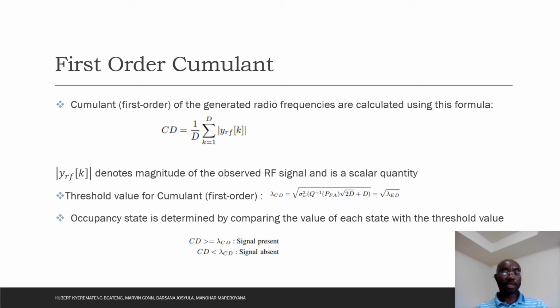First order cumulant. The first order cumulant of the generated radio frequencies is calculated using this formula. YRFK denotes the magnitude of the observed RF signal and it's a scalar quantity. The threshold value for the cumulant of first order is given by this equation, which is equivalent to the square root of the threshold of the energy detection.